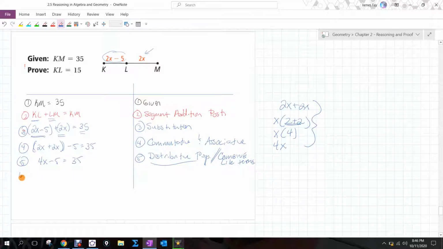I'm going to add 5 to both sides. So then this gives me 4x equals 40. When I added 5, that was the addition property of equality. Just trying to keep, add something to both sides makes it stay equal. Now I'm going to divide both sides by 4. So here's me, x equals 10.